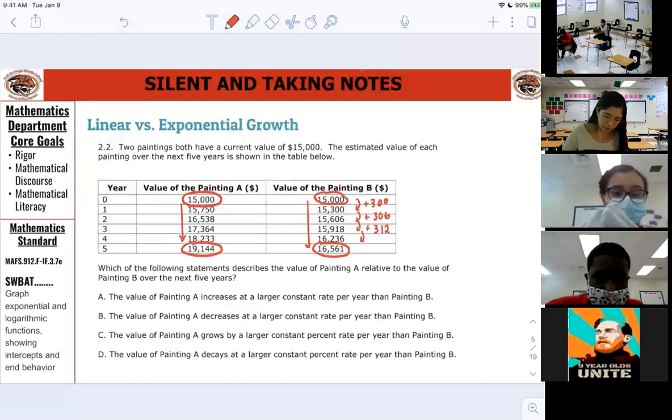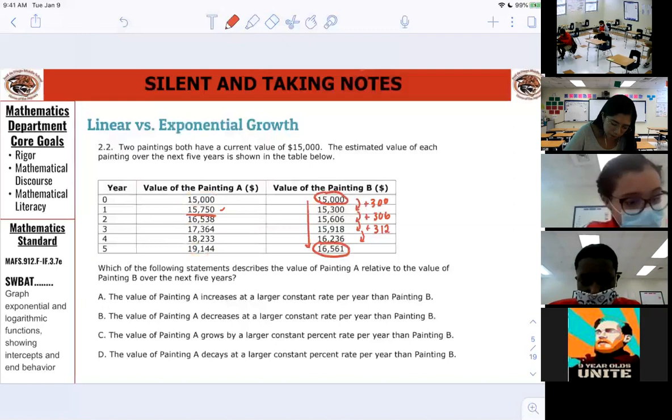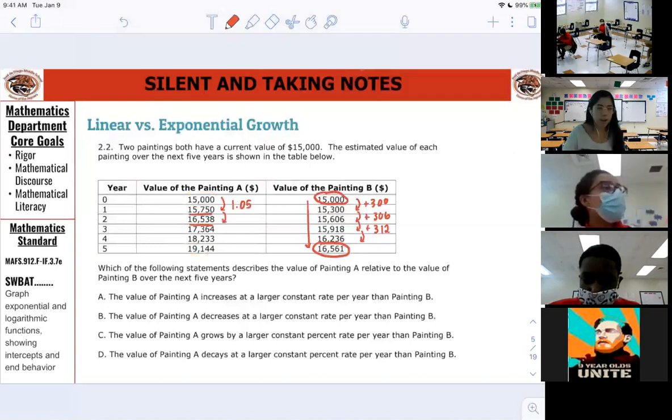Whereas in painting A, take your calculators and divide. What's 15,750 divided by 15,000? 1.05. Try the next two. What's 16,538 divided by 15,750? 1.05 and a whole lot of numbers, but you can pretty much round it to 1.05.